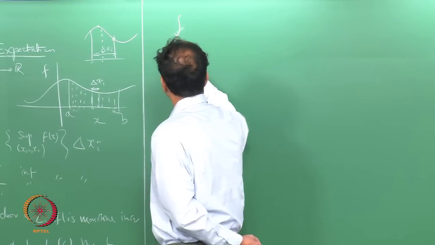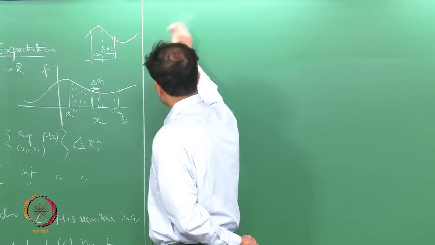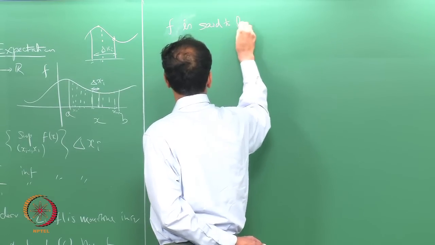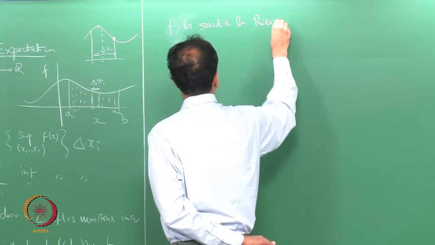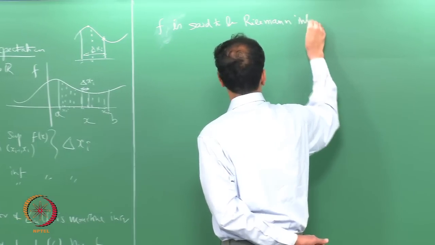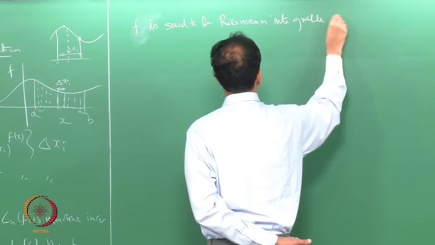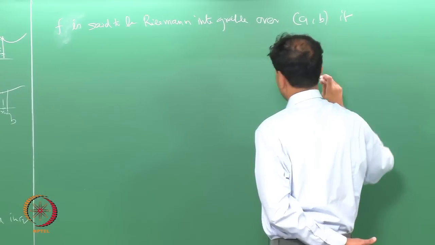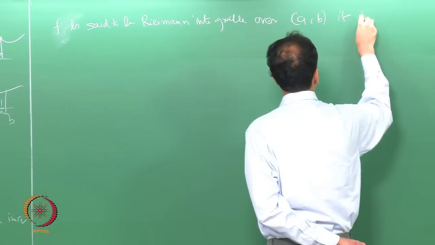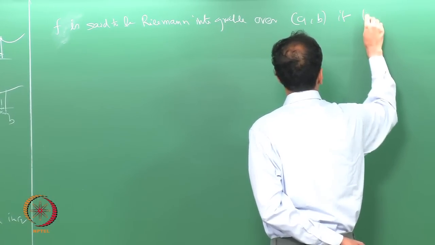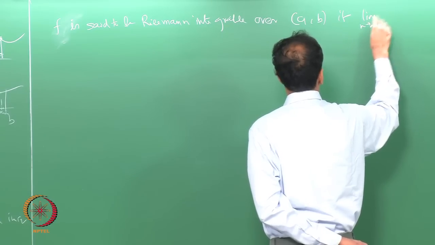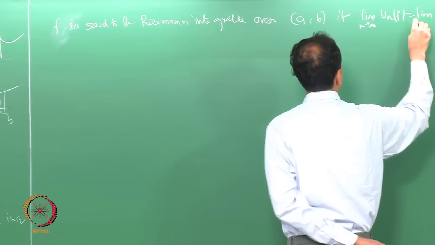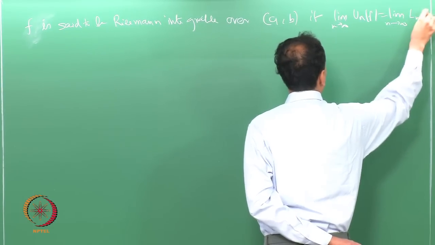So, f is said to be Riemann integrable over a b if the limit of Un of f is equal to the limit as n tends to infinity of Ln of f.